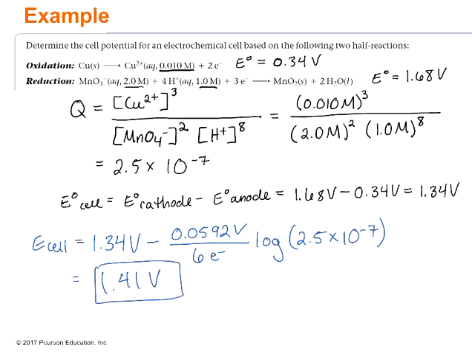All right, so is this a spontaneous process? It is positive, so that would tell me that this is spontaneous, so that's good. All right. So the Nernst equation is really useful for situations where you're at non-standard conditions and you need to determine your new cell potential at those non-standard conditions.